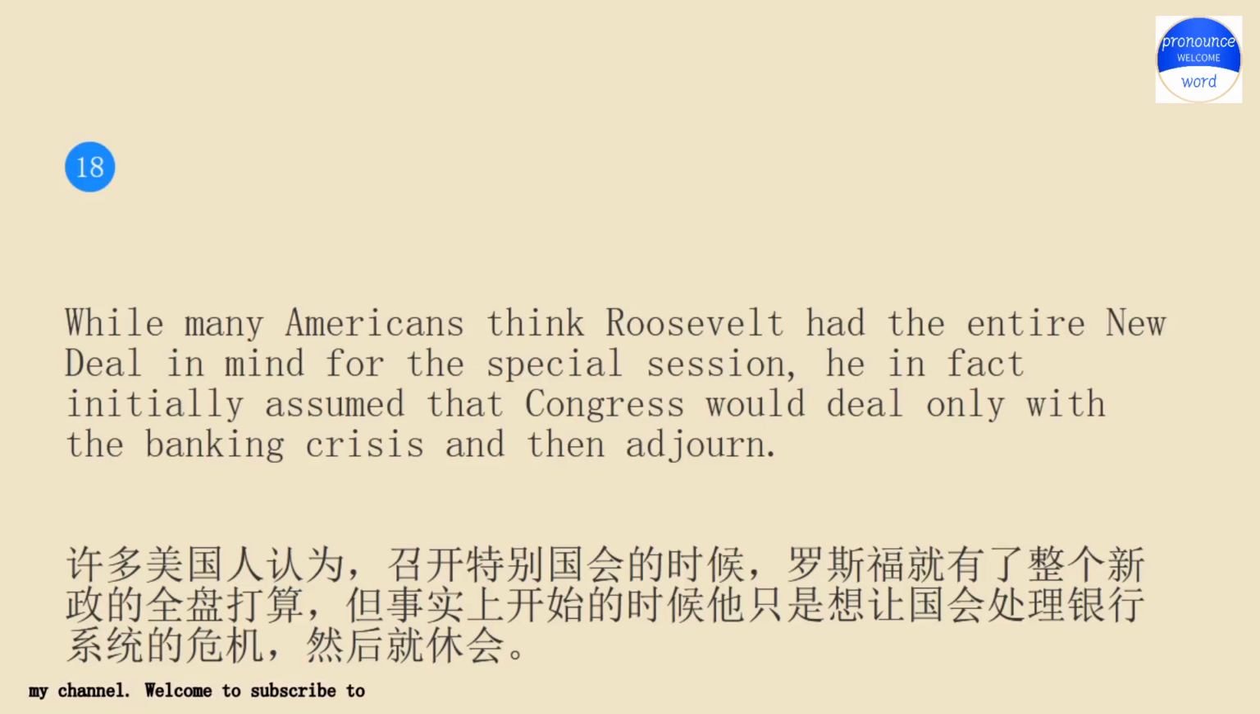While many Americans think Roosevelt had the entire New Deal in mind for the special session, he in fact initially assumed that Congress would deal only with the banking crisis and then adjourn.